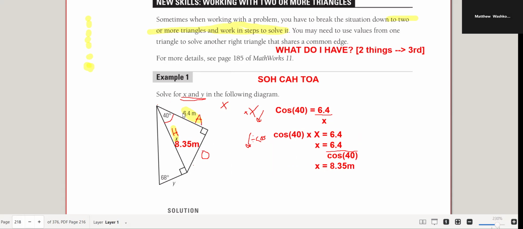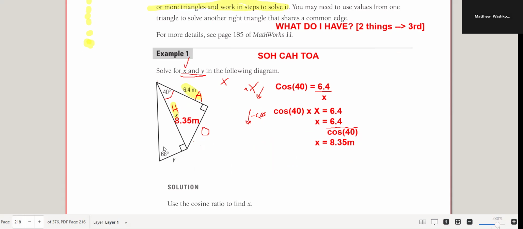So I've done X, check. Now I want to look at Y. For Y, I do have something. I have an angle and I have a side. I have two things in this triangle because this is a shared border. This is going to be a very common trope you're going to see in a lot of these questions. So now I'm going to do Y.